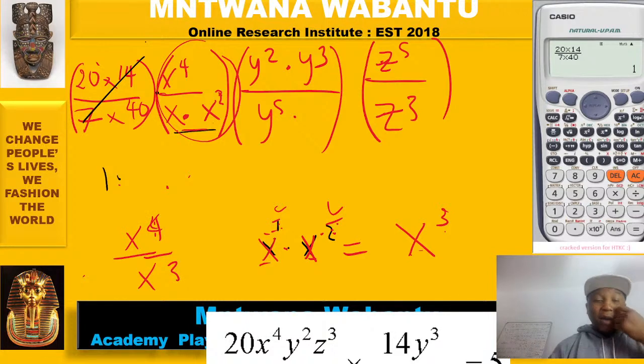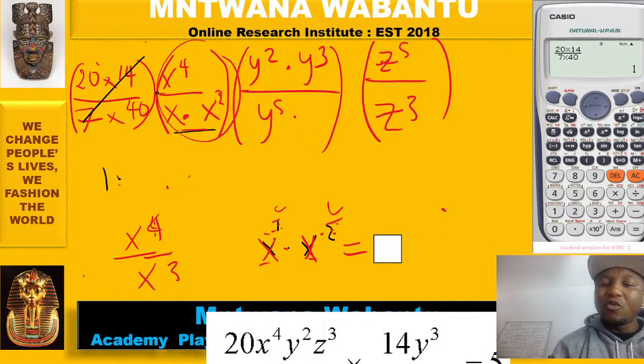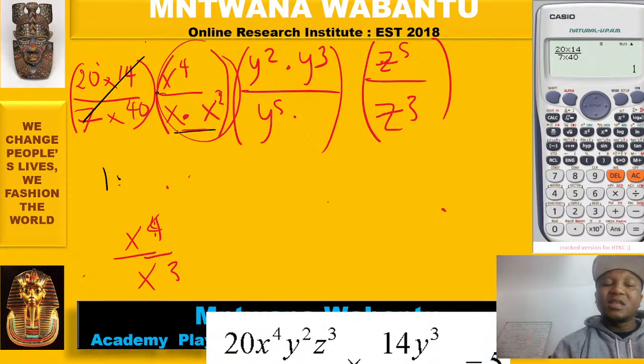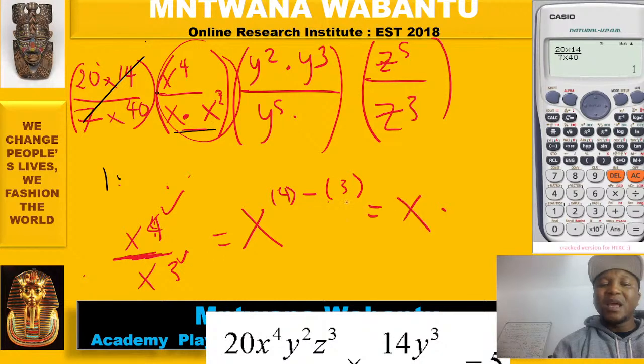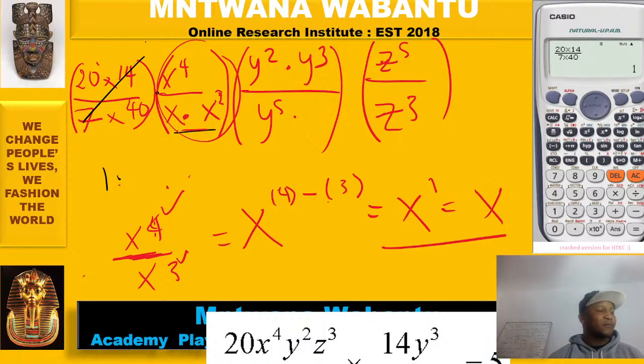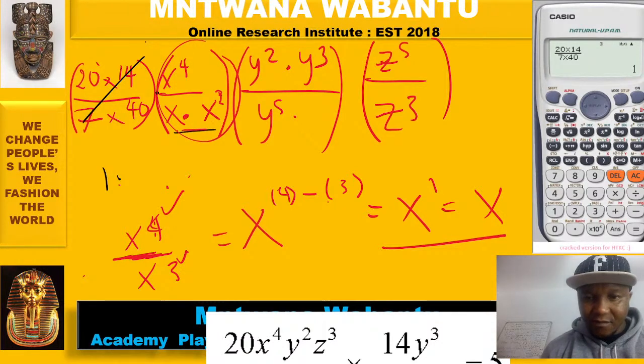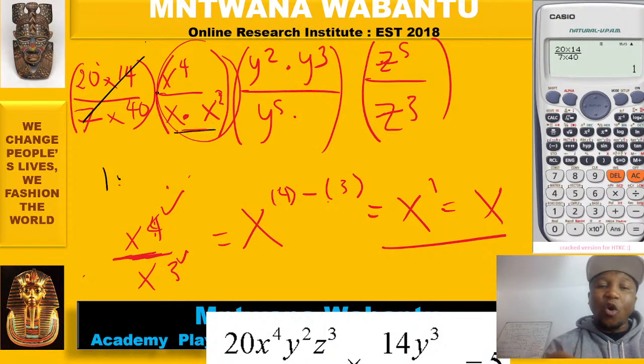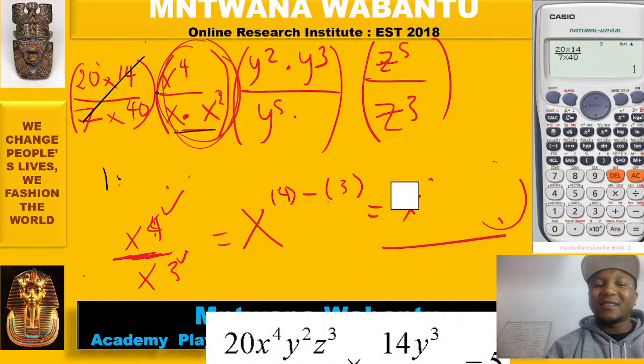Because I simplified this, now it's easy because I'm going to use my rules here. These bases are the same and you have a division. So I'm only going to write one base, and take the top power minus the bottom power. The top power is 4, minus the bottom power, 3. Now this is going to be x, 4 minus 3 equals 1. So all this stuff when you simplify is going to give you x. I'm going to erase that and I'll write x.